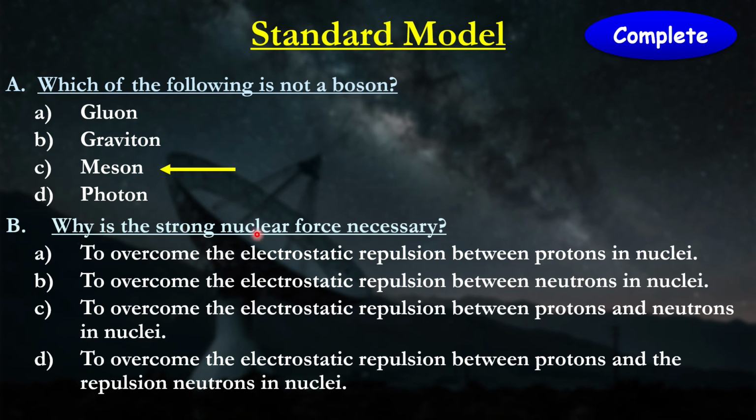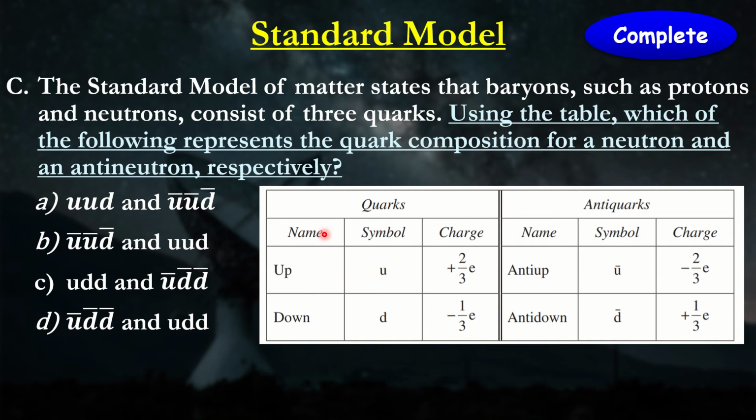B, why is the strong nuclear force necessary? When we first talked about the strong nuclear force, it was designed to overcome the electrostatic repulsion experienced by protons inside a nucleus. So we said that protons were positively charged. If they were all clumped inside the nucleus, they would be repelling against each other, electrostatic repulsion. Does anyone remember which particle exerts the strong nuclear force? Well, you consider that. That would go down to the neutron.